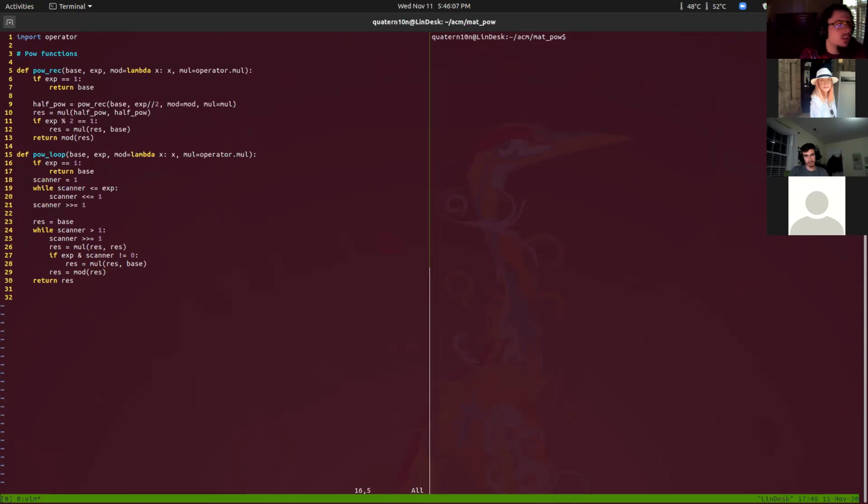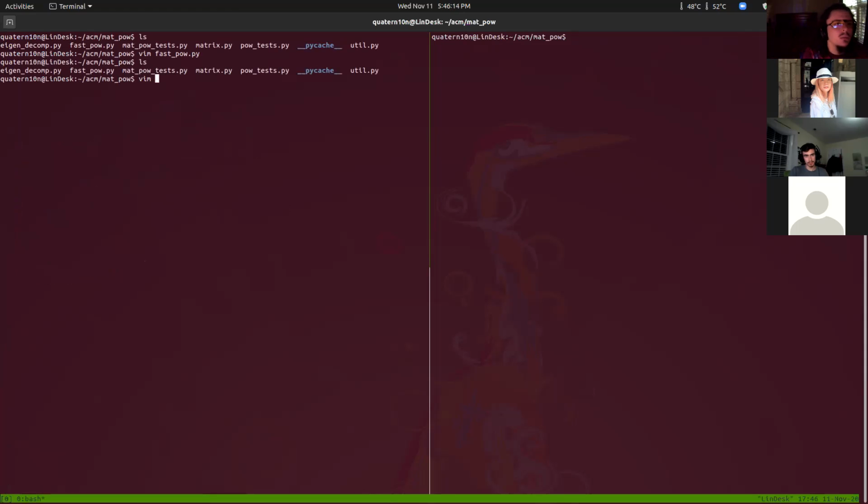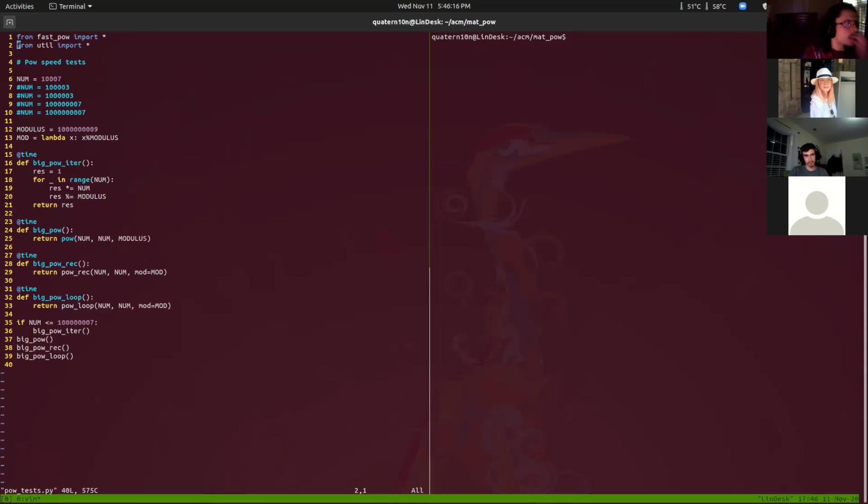So I've got these two here. I guess I'll just quit out of this one. So here I've got just some timings for different POW functions. Here is just the normal iterative POW function. Here is the built-in POW function. Here's the recursive POW function, and here's the looping based POW function.